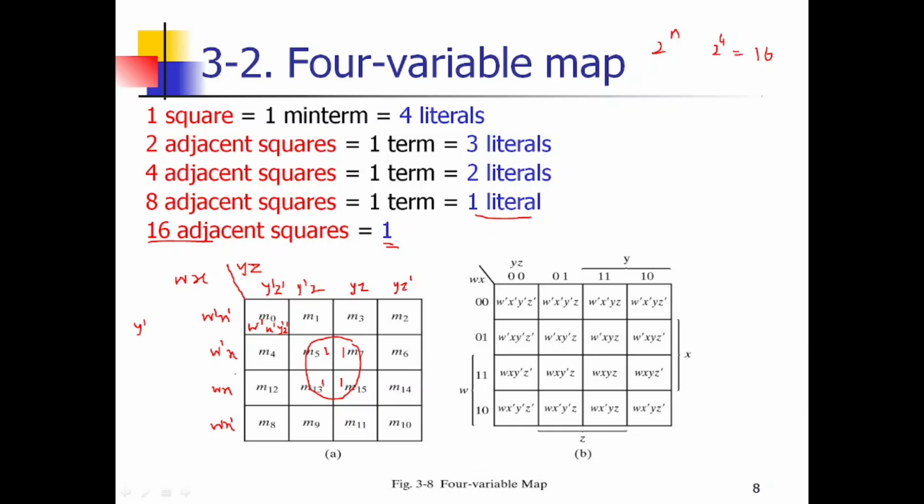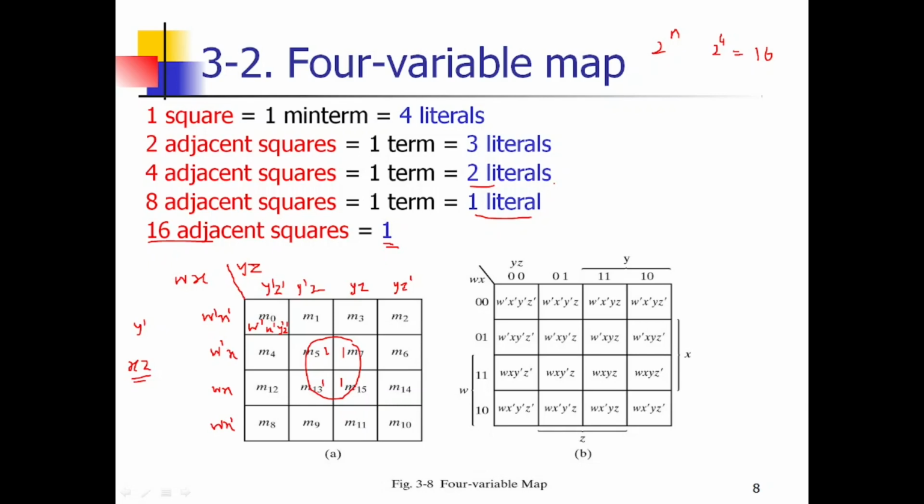If you do it like that, in the row variables, w dash plus w becomes 1. The remaining variable is x. So this is for the rows. And what about the columns? Here y dash plus y becomes 1, and the remaining variable is z. So here we have x and here we have z, so the term is xz. How many literals are here? 2 literals. So for 4 adjacent cells, that is, a quad possibility, the term obtained consists of 2 literals.